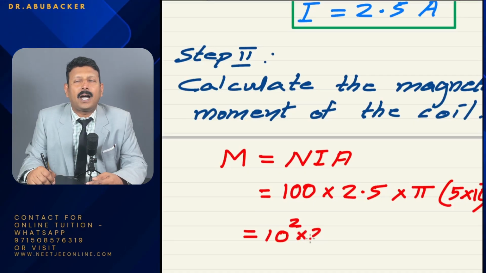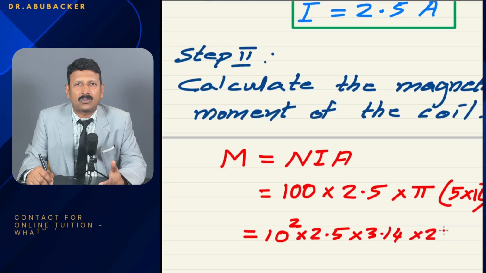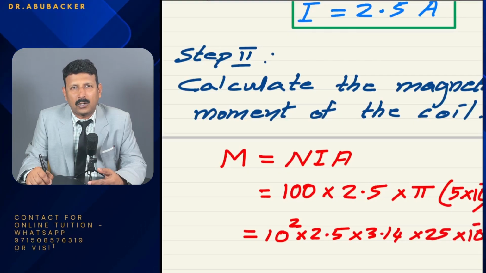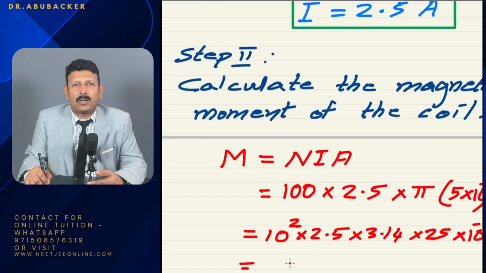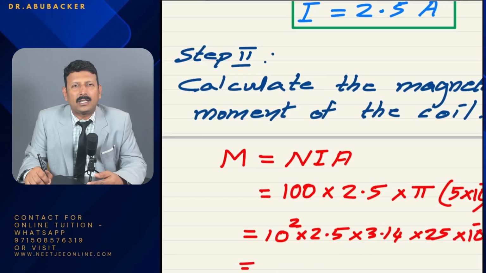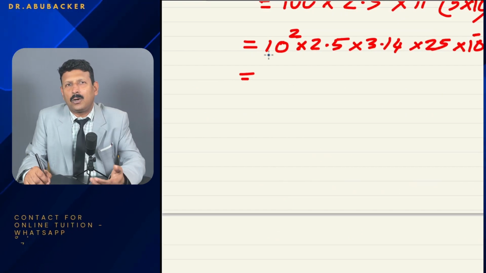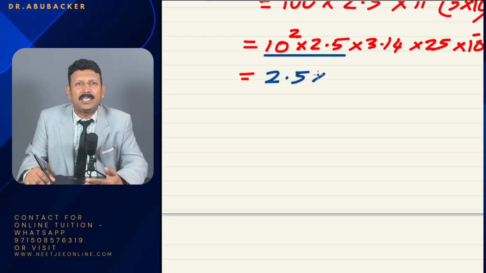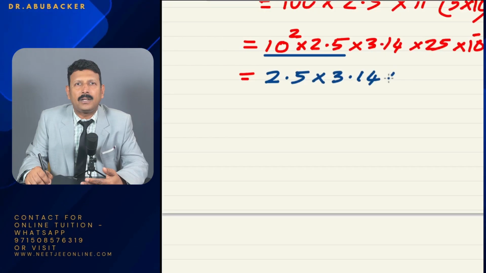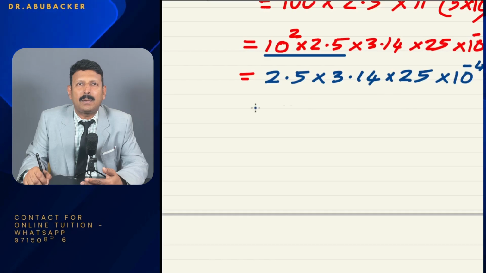So pi into r, which is 5 into 10 raised to minus 2, squared. So 100 we can write as 10 square. 10 square into 2.5 into 3.14 into 5 square, that is 25, into 10 raised to minus 2 squared, which is 10 raised to minus 4. Do the next level calculation now. Next level means the values. One is 2.5 into 3.14 into 25. I suggest you solve 2.5 into 3.14 into 25 and the 10 power now. 10 raised to minus 4 plus 2, the answer will be minus 2.